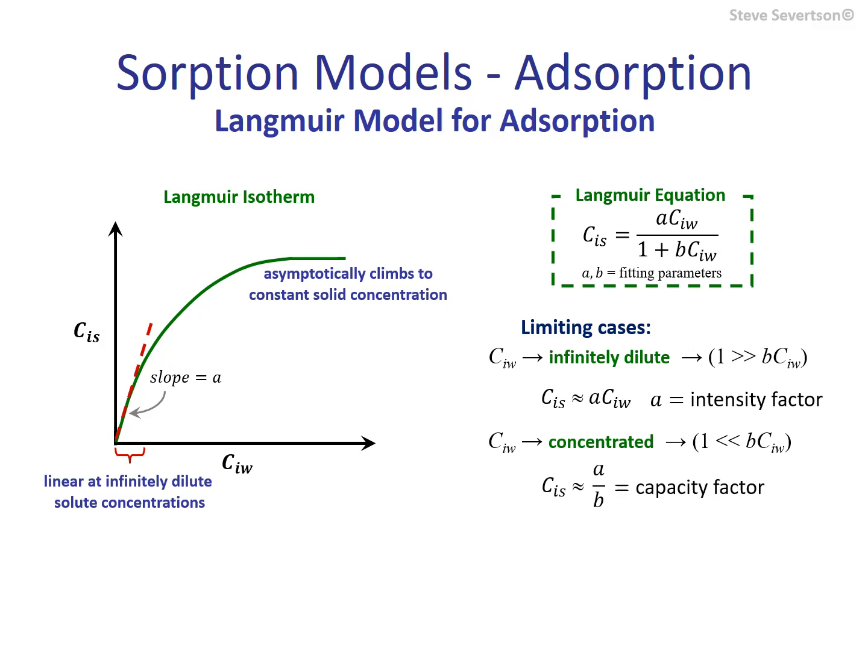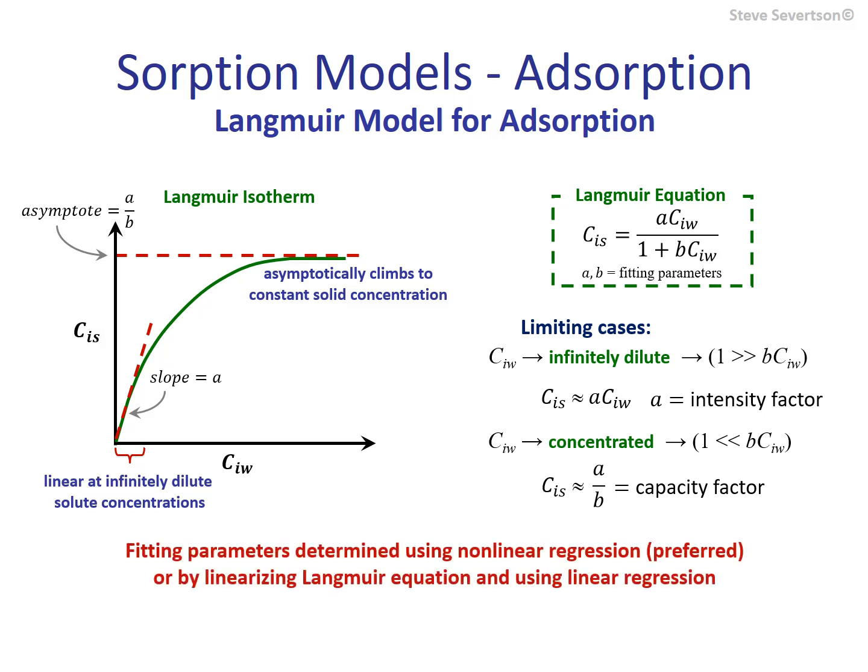At high solute levels, the solid phase concentration converges towards a constant value equal to A over B. This constant is often referred to as the sorbent capacity, and it defines a horizontal asymptote to which the isotherm rises with increasing concentration. The parameters are obtained by fitting collected isotherm data with the model. In the past, this has always been done by linearizing the equation and obtaining a least squares fit. However, nowadays, nonlinear regression programs are readily available and often provide better results.